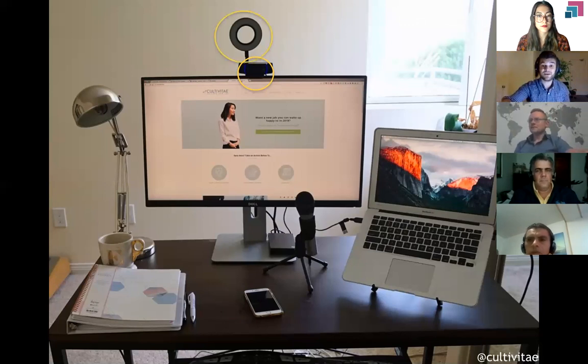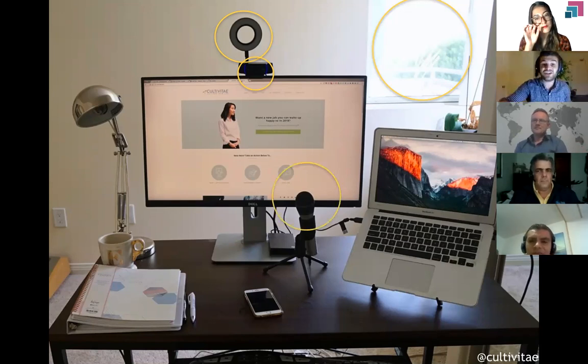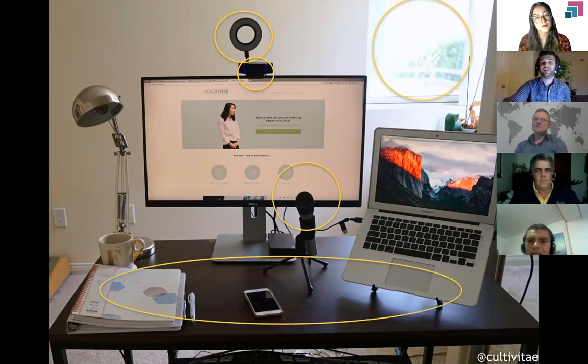There's a ring light on top of there. There's some natural light as well. And the windows should be in front of you, not behind you. If the windows are behind you, we don't get as much of the light on your face. It actually comes in. And then she's using a decent microphone. Again, doesn't have to be too expensive, and a nice, clean, organized desk.